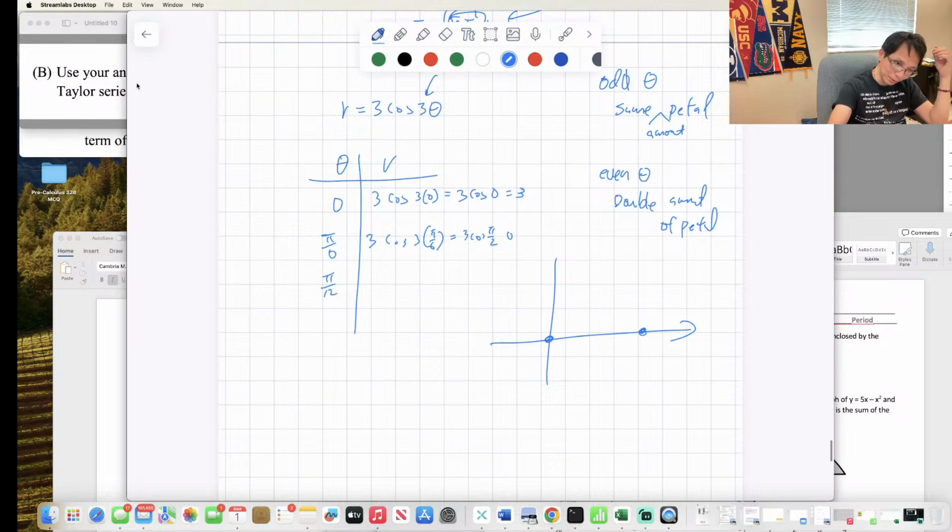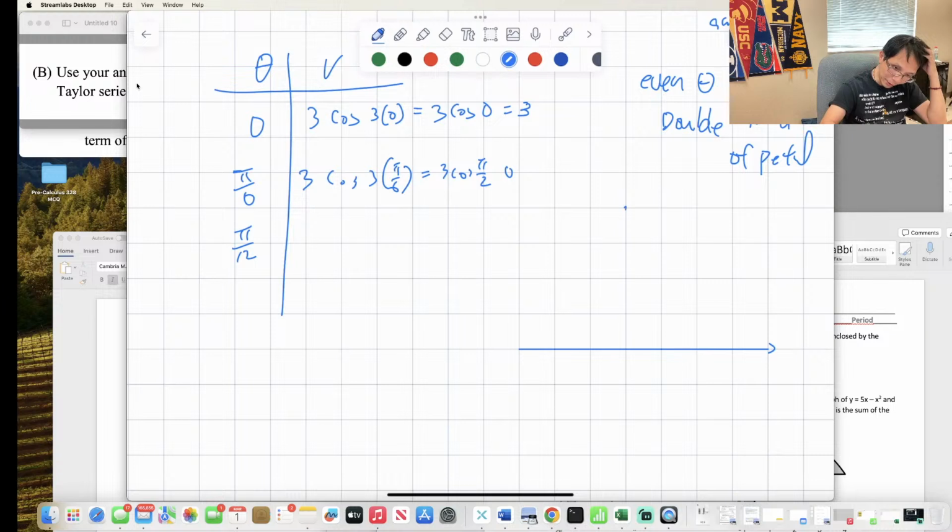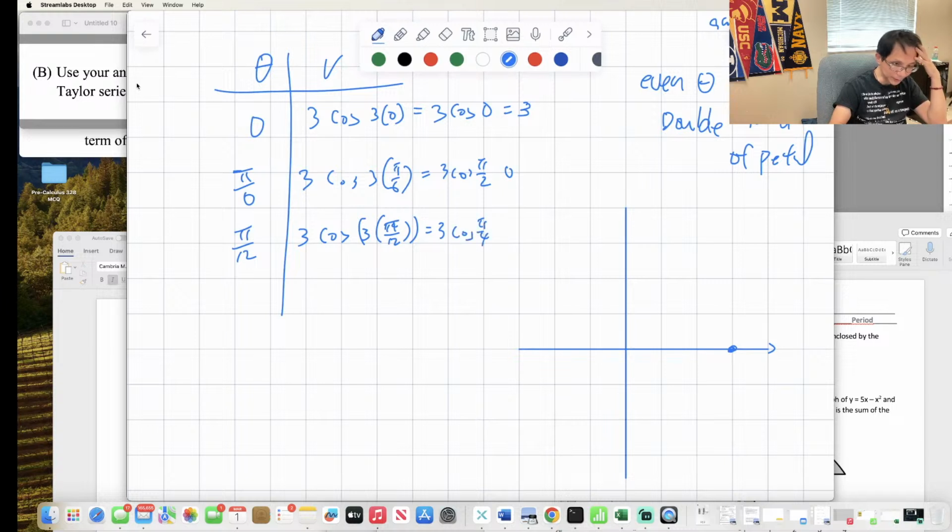I'm going to maybe show you a better graph. So we have 3. We're going to assume that this is a polar graph, so the first point is at 3. What happened at pi over 12, which is half of pi over 6? It'd be 3 cosine of 3 pi over 12, so 3 cosine of pi over 4. That's 3 root 2 over 2. Can somebody figure out what 3 root 2 over 2 is using a calculator?